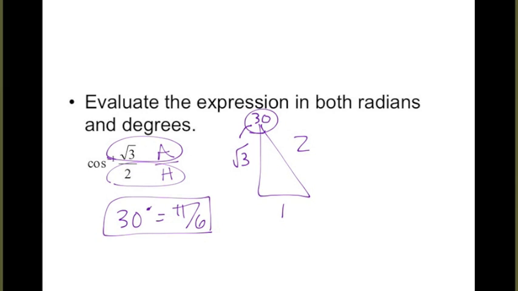Is there going to be cosecant? Yep. In your assignment, you will be given cosecant, secant, or cotangent ones. So then you'll want to think about their reciprocals.